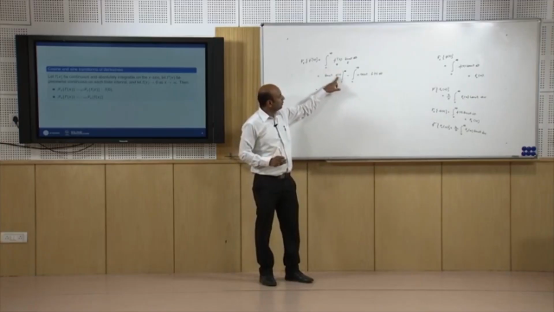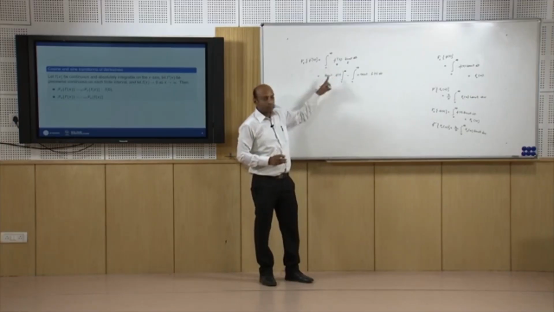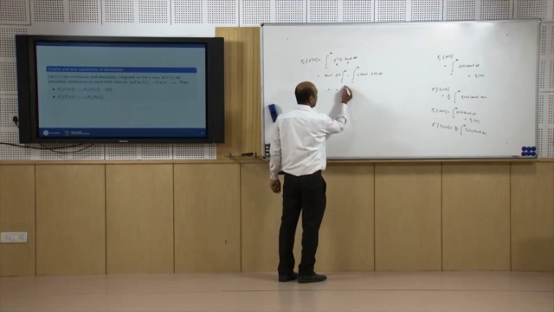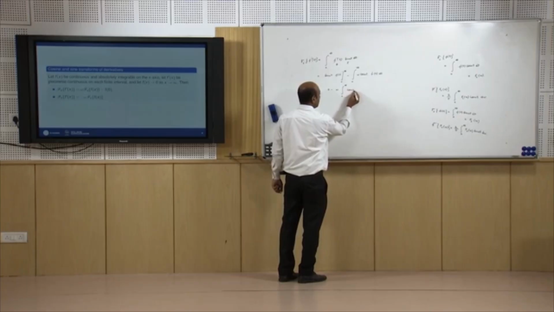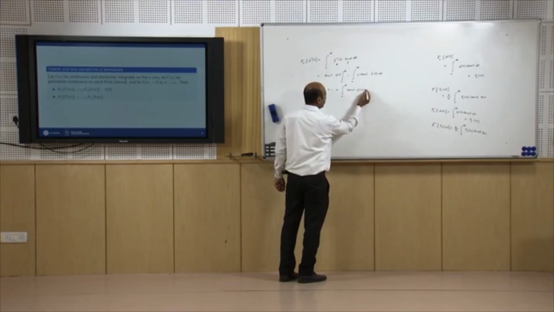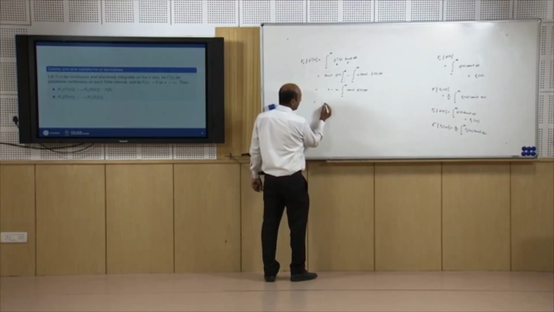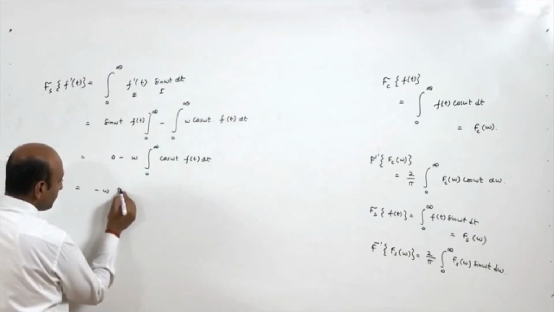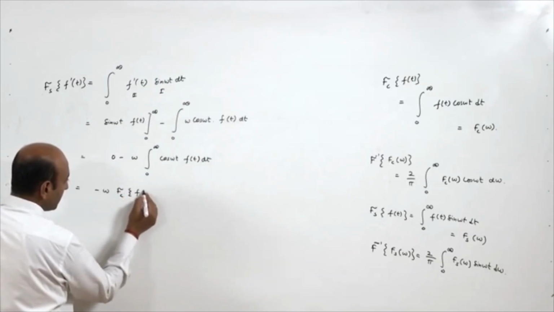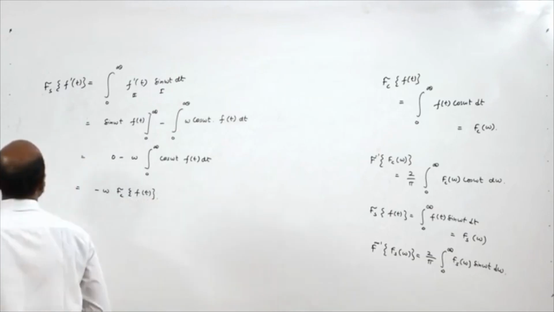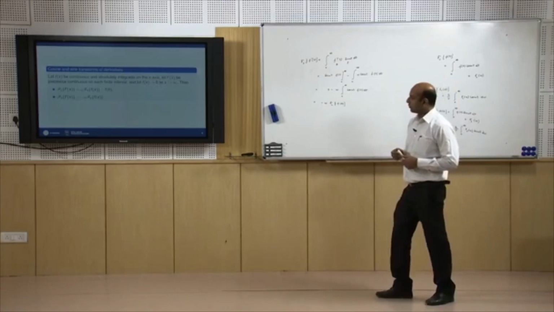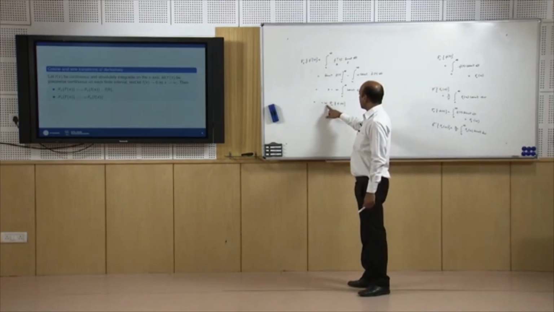Now, when t is 0, sin 0 is 0. So, we have 0 here from both the limits, minus omega will come out, it is the integral from 0 to infinity of cos(omega t) into f(t) dt. So, this is minus omega times the Fourier cosine transform of f(t). So, this is how we can obtain the Fourier derivative of the Fourier sine transform, which is nothing but minus omega times the Fourier cosine transform of f(t).